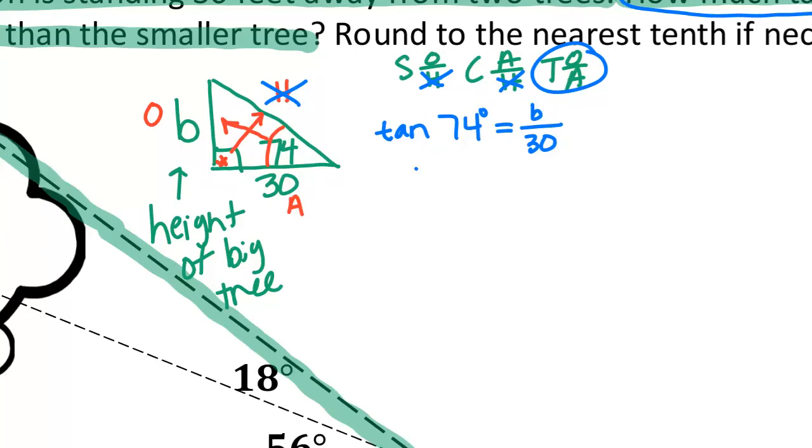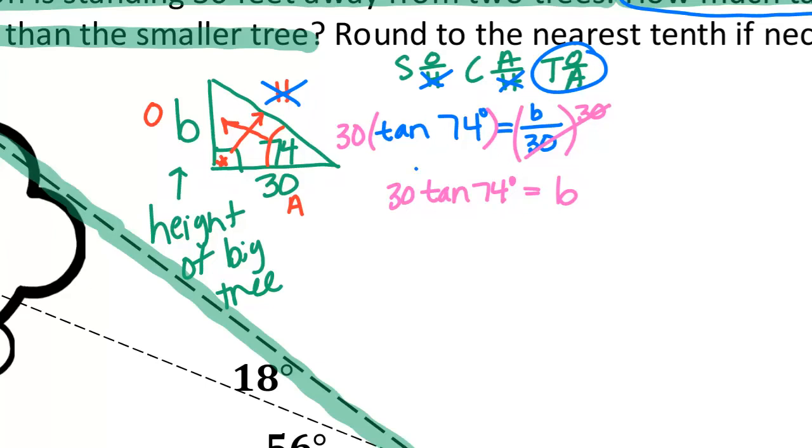Okay. My variable is in the fraction, so I need to multiply by the denominator. So what do I multiply both sides by? 30. Good. Multiply both sides by 30. Those cancel. I'm left with 30 times tangent 74 degrees is equal to B.